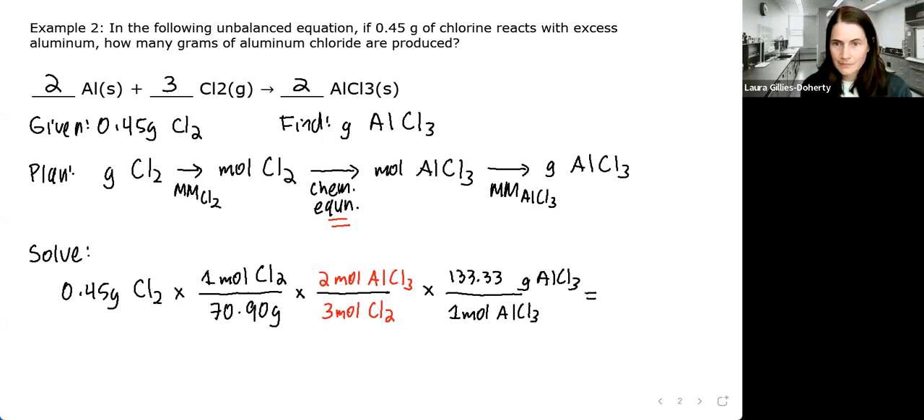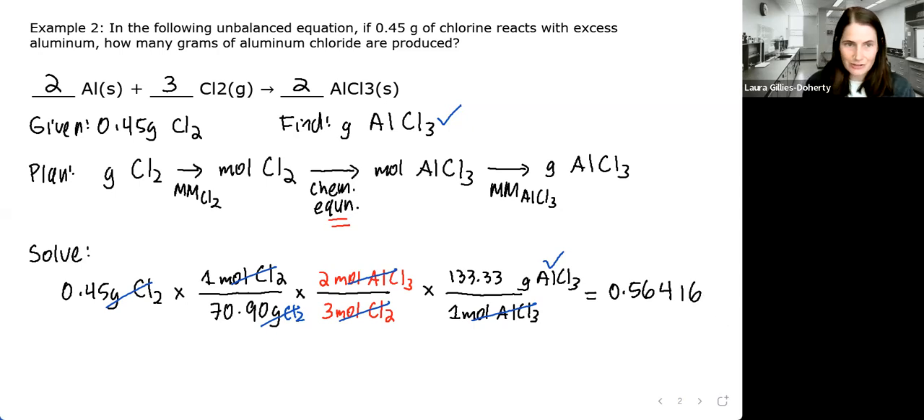That's its molar mass. So let's do a quick units check to make sure they cancel. Grams of chlorine and grams of chlorine cancel. Moles of chlorine and moles of chlorine cancel. Moles of aluminum chloride cancel. And I'm left with grams of aluminum chloride, which is what I wanted to find. So now I'm going to plug everything into my calculator. Do the same thing so you can check your work as you follow along. And I got 0.56416.